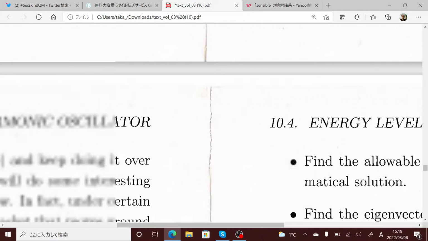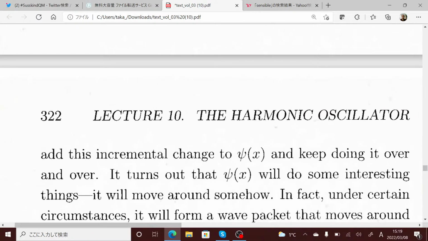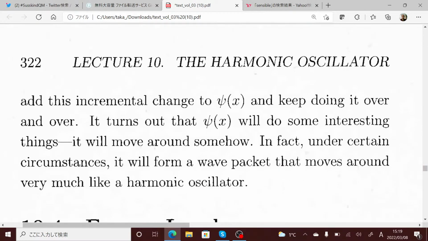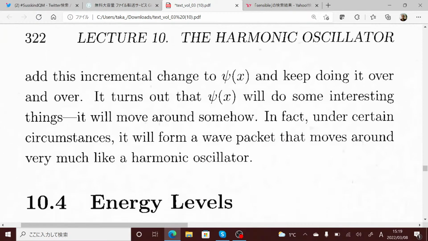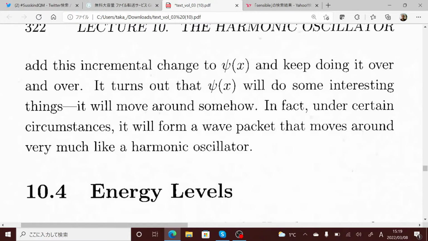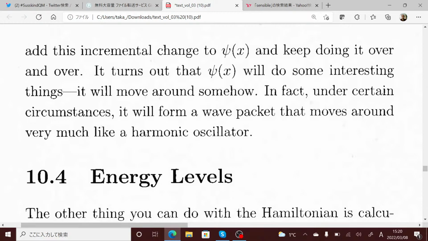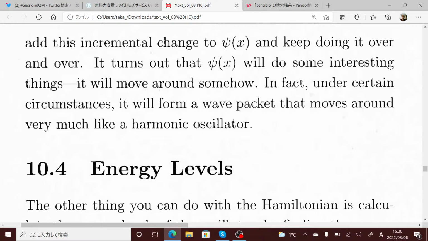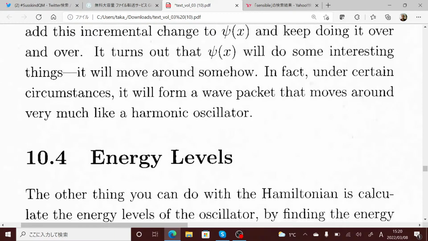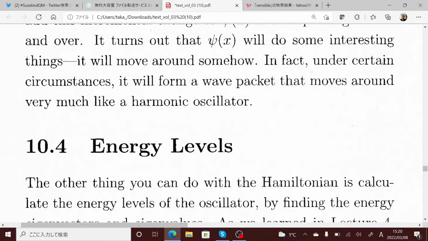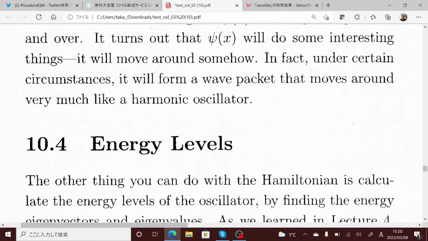Then add this incremental change to psi x and keep doing it over and over. It turns out that psi x will do some interesting things. It will move around somehow. In fact, under certain circumstances, it will form a wave packet that moves around very much like a harmonic oscillator.